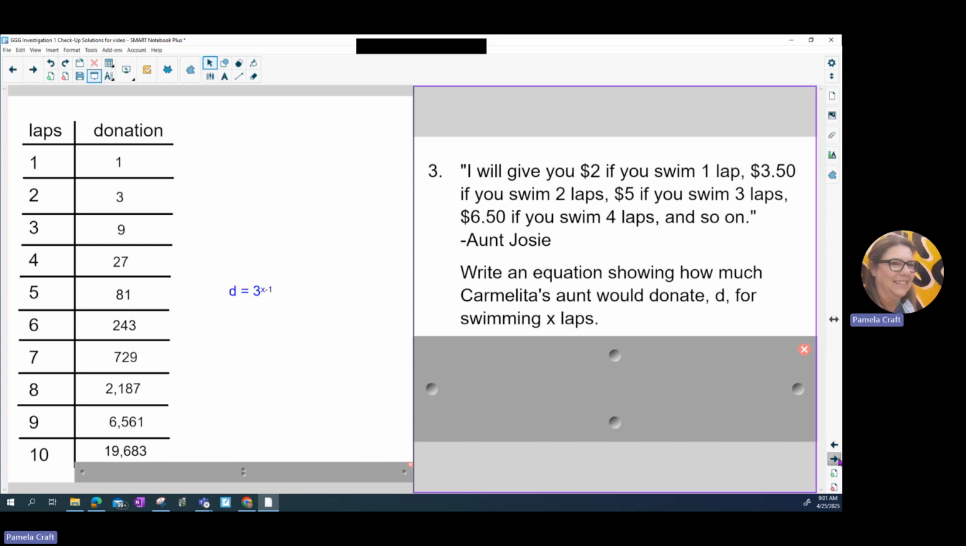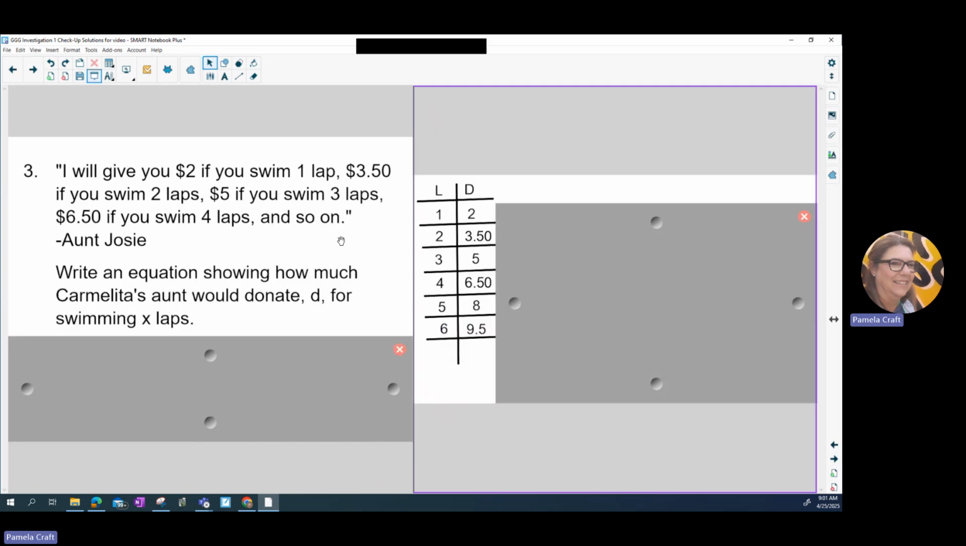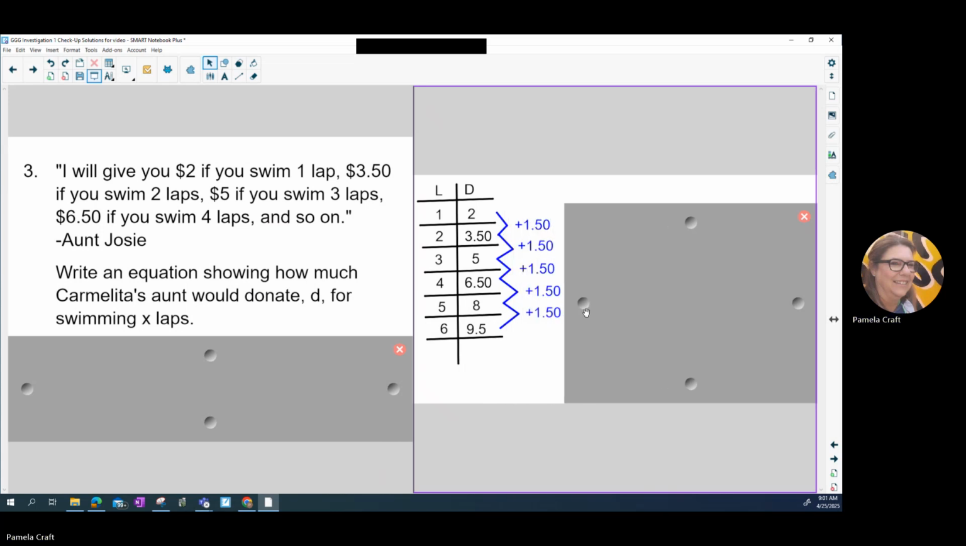In number 3, they want to know about Aunt Josie. So she's given $2 for 1 lap, $3.50 for 2 laps, $5 for 3 laps. So filling this in, looking for my pattern, I see that this one is an addition pattern. And they want you to write an equation. So if it's addition, I know it's going to be linear. And a linear equation tells me that I need to find a constant rate of change and a beginning point. So you have to find y when x is 0.